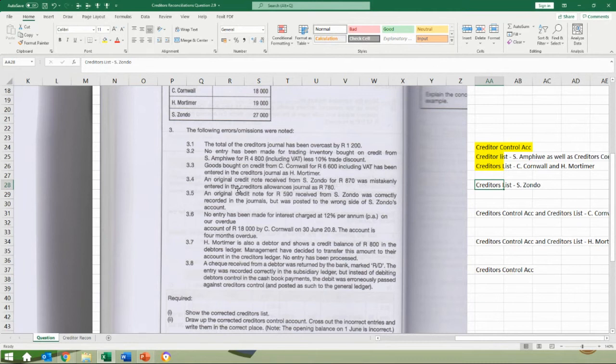it was mistakenly entered into the creditors allowance journal at 780. So we've recorded it at the incorrect amount. So the invoice was actually 870, but we only captured 780. Oh, sorry. Yeah, this also needs to have your creditors control account because of the error.